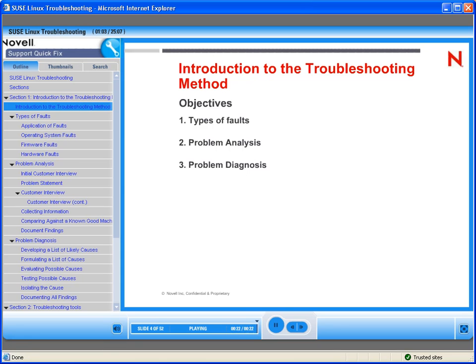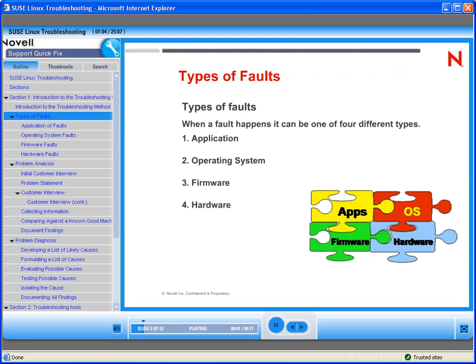There are four different types of faults or categories that faults can fall into: application faults, operating system faults, firmware faults, and hardware faults. This is by no means the only way to categorize them. It just is the easiest for this type of environment, this class.